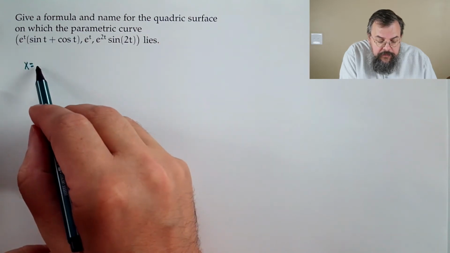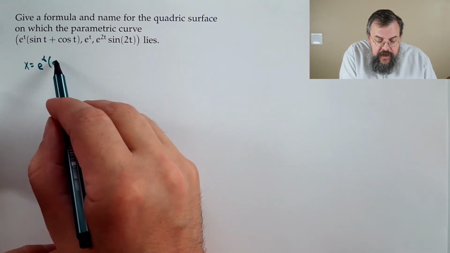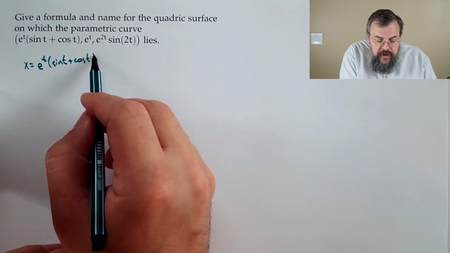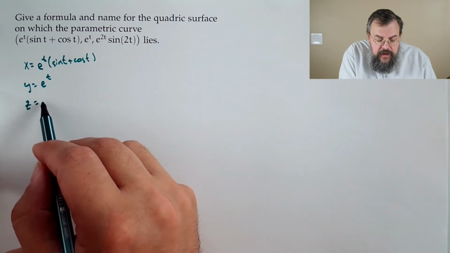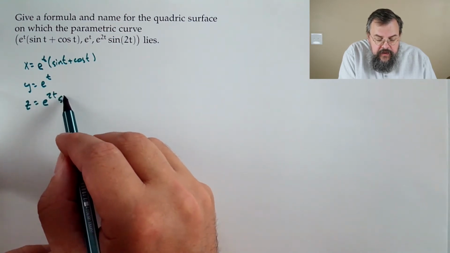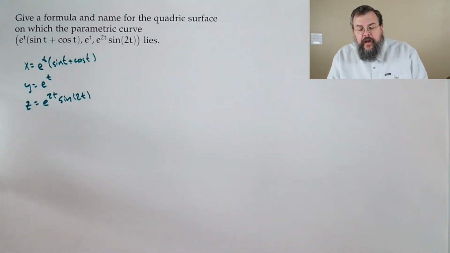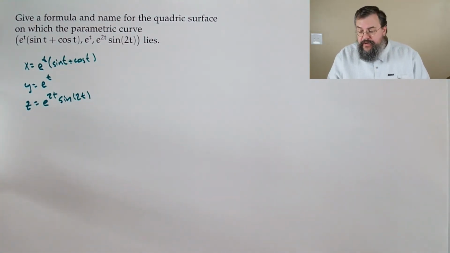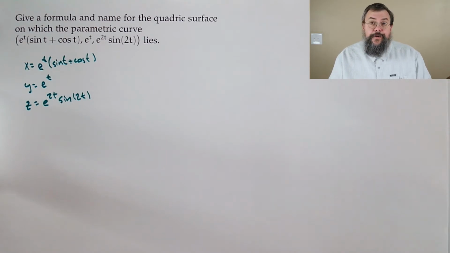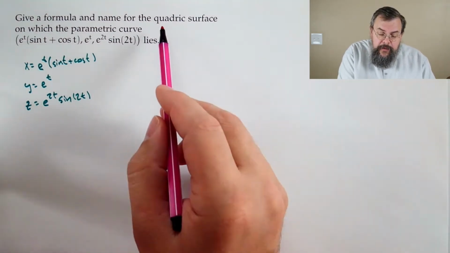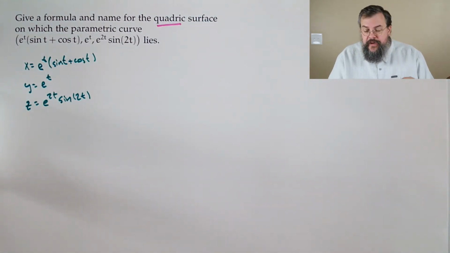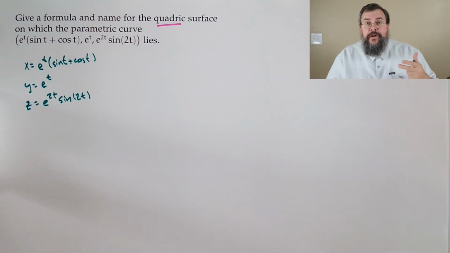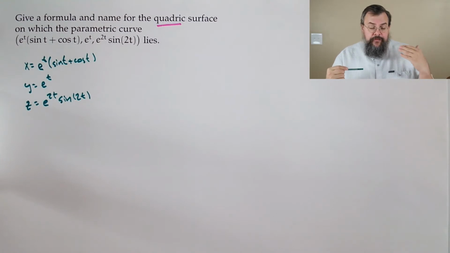We have the x-coordinate. It's e to the t times sine t plus cosine t. The y-coordinate is e to the t, and the z is e to the 2t sine of 2t. Now, quadric surfaces. We've talked about those before. What do we know about our quadric surfaces? Well, if you look at the name quadric, it says you might have things which involve quadratic terms. So things like x squared, y squared, or z squared might enter into play. So we're keeping that in the back of our head.